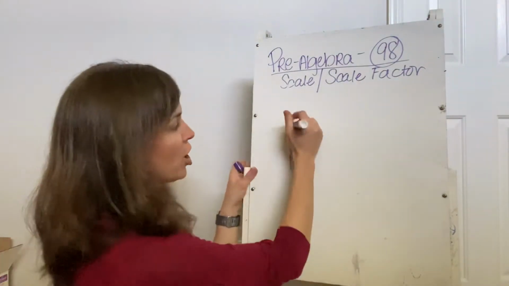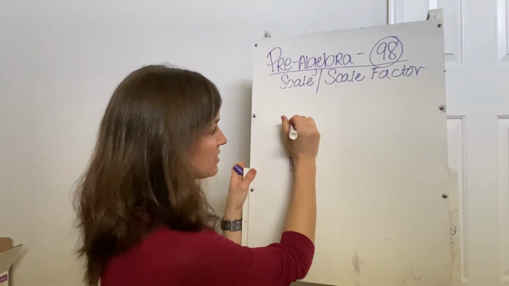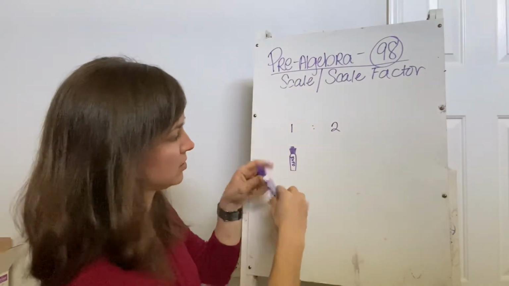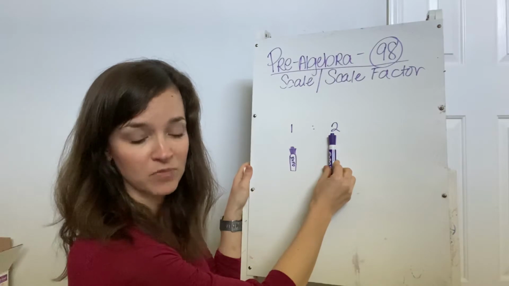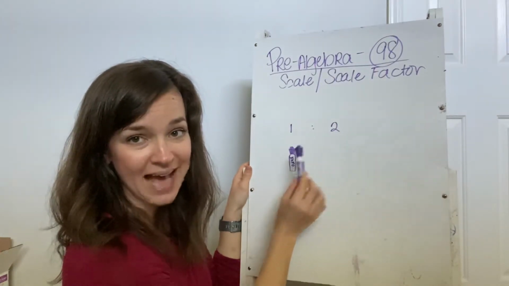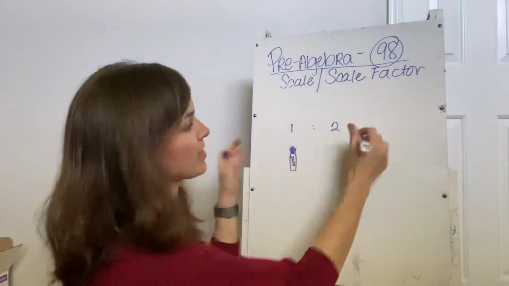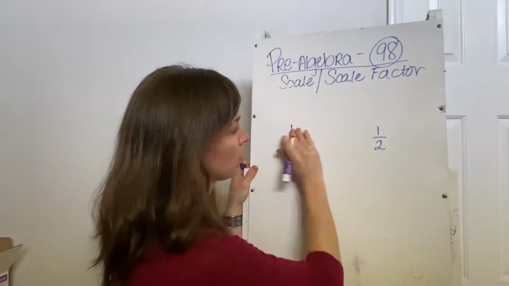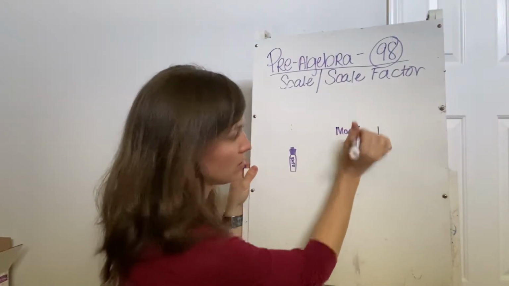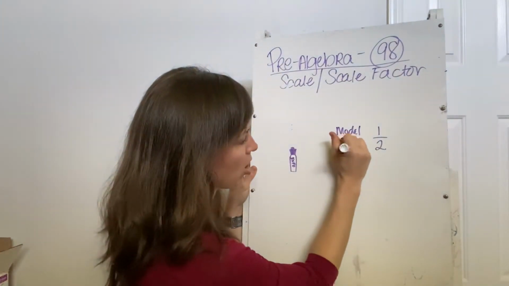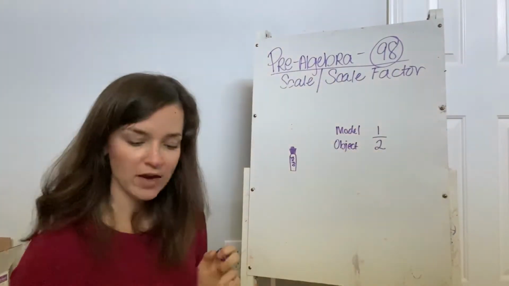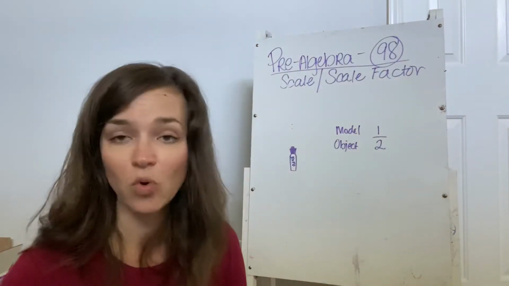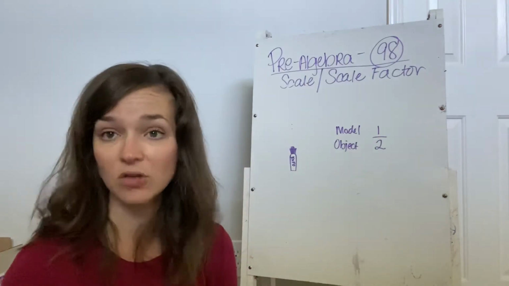So the ratio of my model to my actual marker is going to be 1 to 2, okay? That means that my small one is half the size of my big one. I could also write that ratio as 1 over 2, the 1 referring to my model, and the 2 referring to my object. If I know that's my ratio, then I can use that ratio or scale and apply it to something else, okay?